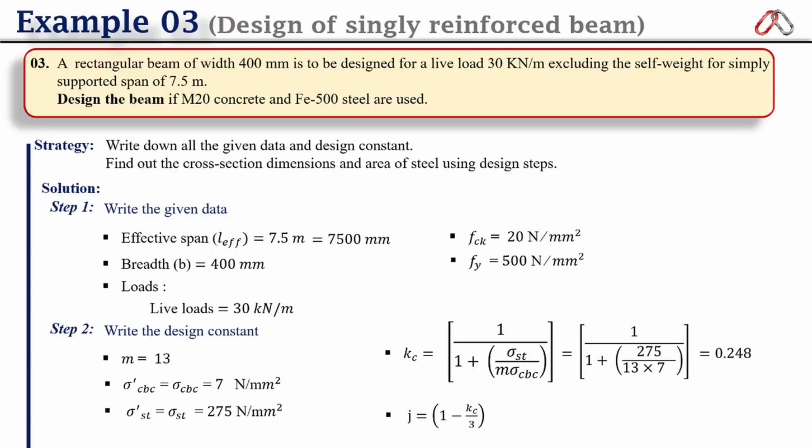Next is the lever arm coefficient j, and the formula is 1 minus kc upon 3. We have already calculated the value of kc. It will be 1 minus 0.248 upon 3. The value of j is 0.917.